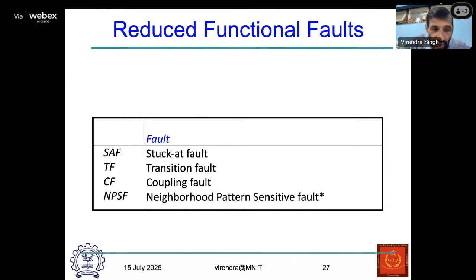Now except this NPSF, neighborhood pattern sensitive faults, the others are proportional to n, and if they are proportional to n, in that case that is very much doable by a systematic algorithm that we can develop for this.